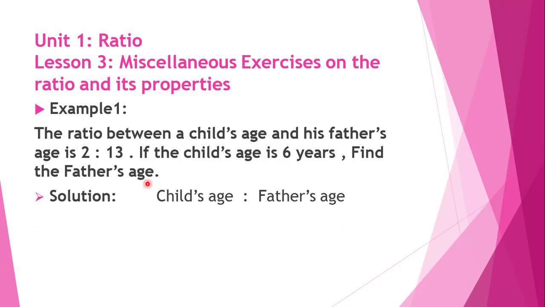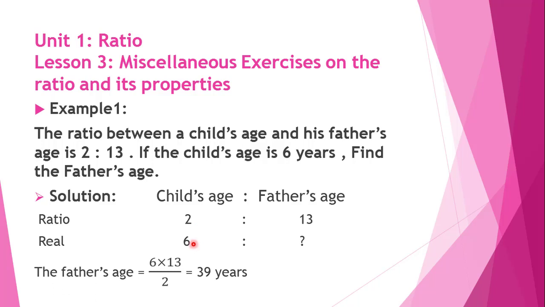Let's write this information. We have child age to father's age, 2 to 13, 2 for child and 13 for father. Also, we have 6 years old under child age, and we don't know the father's age. In this case, we can calculate the father's age easily by multiplying 6 times 13 over 2 or using cross product. So let's start. 6 times 13 over 2.